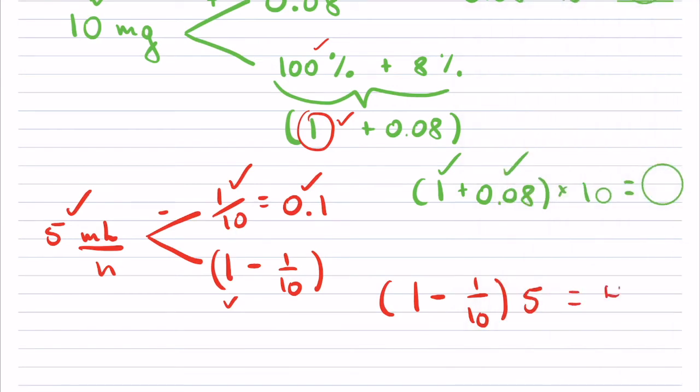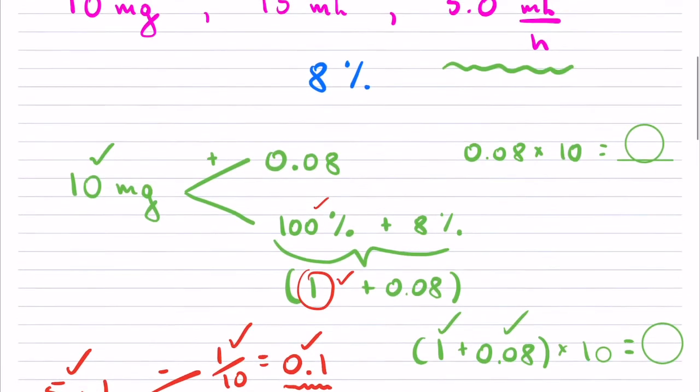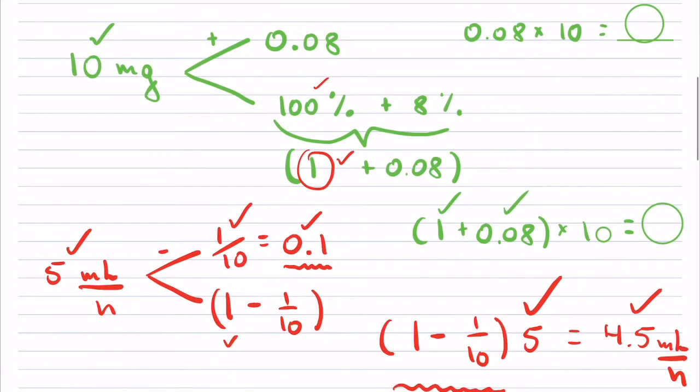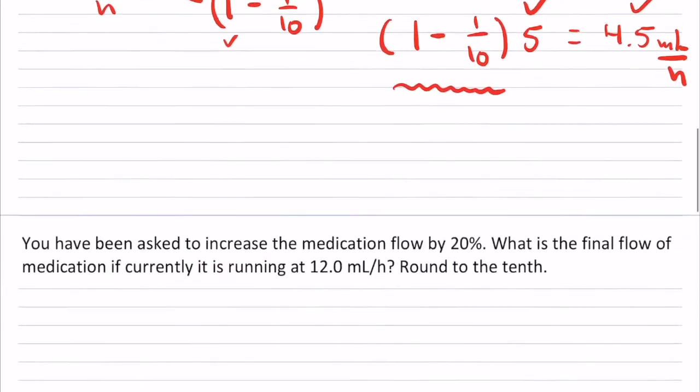Now you could probably do that in your head, but this just simply tells you that you've decreased the medication, and instead of having 5 milliliters, now the medication is running at 4.5 milliliters, which really is a 10% decrease. So increasing and decreasing medications, it doesn't matter if it's mass, volume, or rate, can simply be done in this particular way. So here is an example.